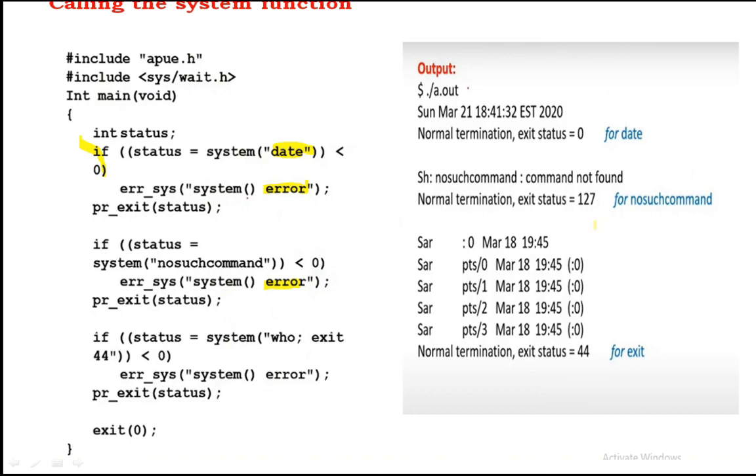Just see the output here. You have compiled the program and saved this file with the .c extension, and now you have executed it with ./a.out. Here the first command is the date command, so it will be executed directly. What is the exit status here? 0 means it is normal termination. The next command you have passed is no such command, and we know that no command exists with that name. In that case there is normal termination, but the exit status is 127.